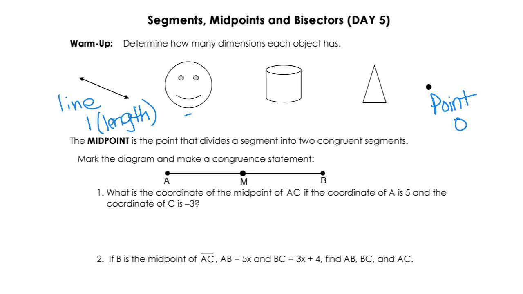This smiley face, which is flat, has no thickness, so it doesn't have a third dimension, but it does have 2. And the triangle is also flat. It has no thickness, and so it also has 2 dimensions. The cylinder right here in the middle is actually also flat. However, it's supposed to be drawn so it looks like it has 3 dimensions. So that will be our 3 dimensions.